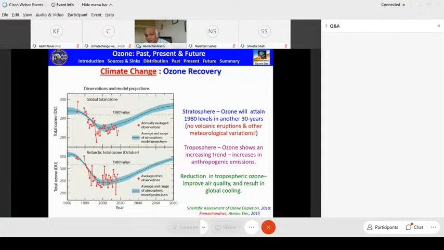So the ozone in the troposphere, for example, is showing an increasing trend because of the increase in man-made emissions, which is again harmful for human beings. While the reduction in stratospheric ozone has to be stopped, meaning the ozone in the stratosphere has to increase, in the troposphere it should not increase, because reducing it in the troposphere will actually improve the air quality and reduce global warming, as we saw before in the previous transparency, in terms of forcing and the temperature change.